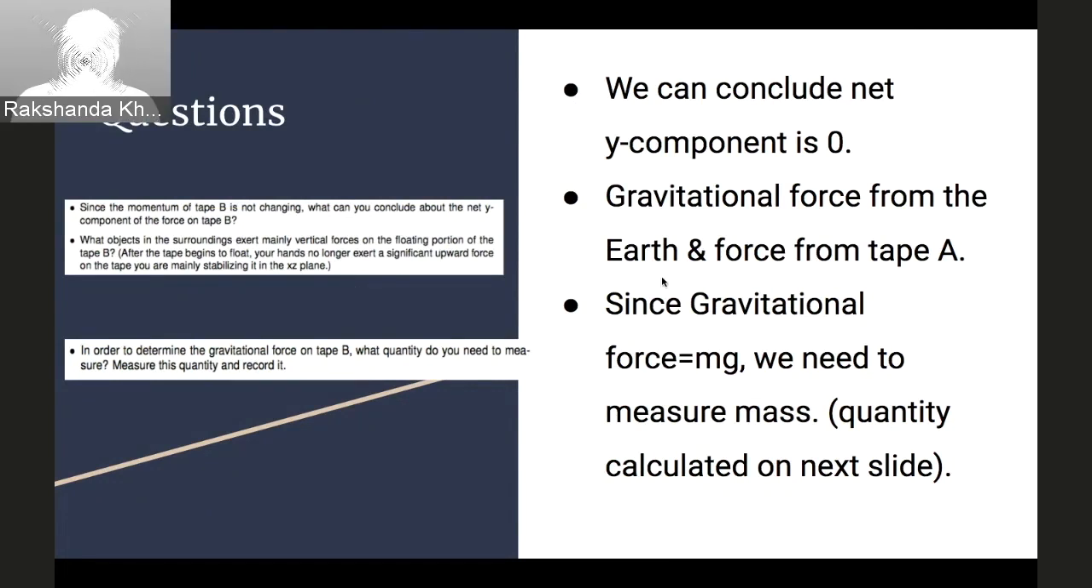Answering some questions, we can conclude that the net Y component of tape B is 0, and the gravitational force from the Earth and the force from tape A are the forces acting on the tape. And since gravitational force equals mass times g, we need to measure the mass.